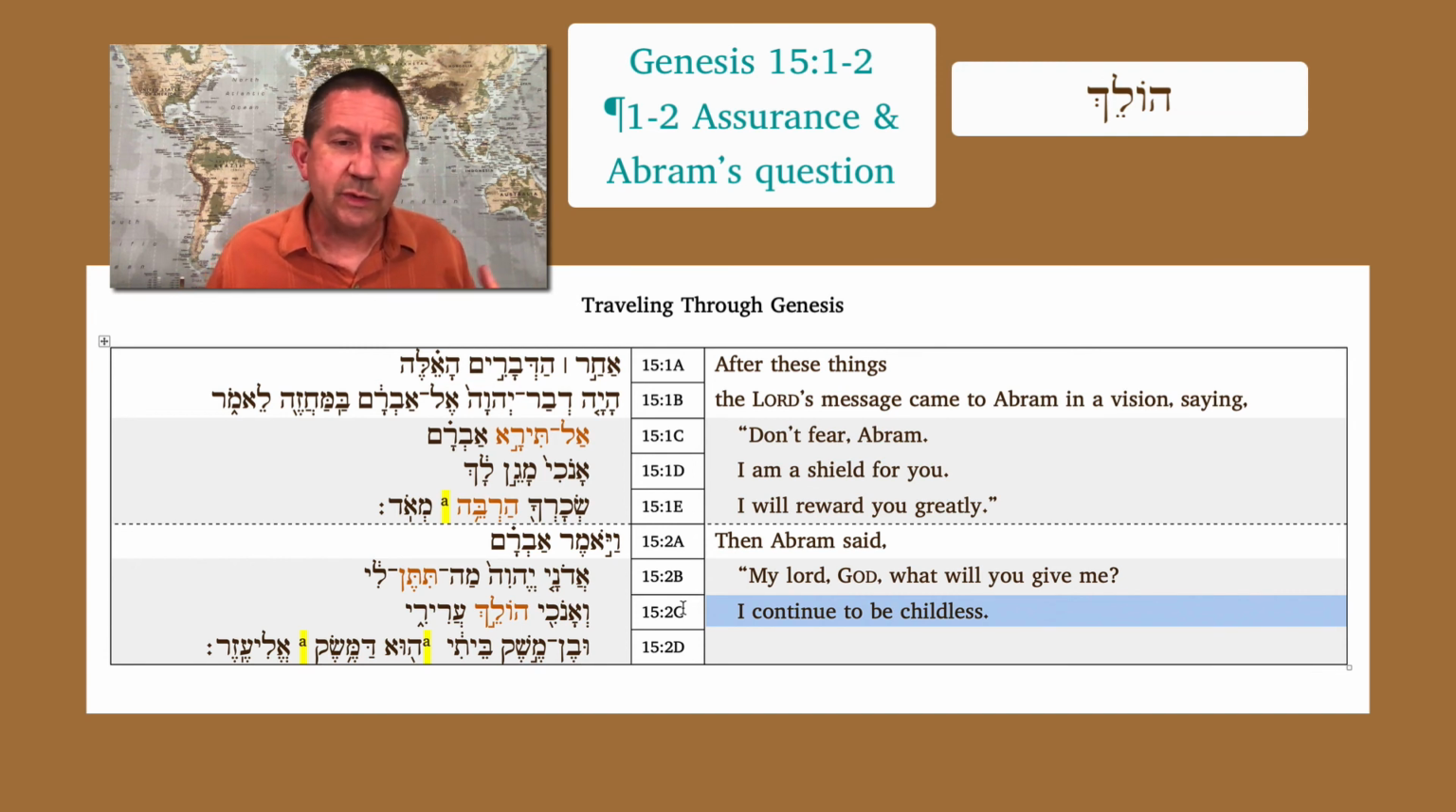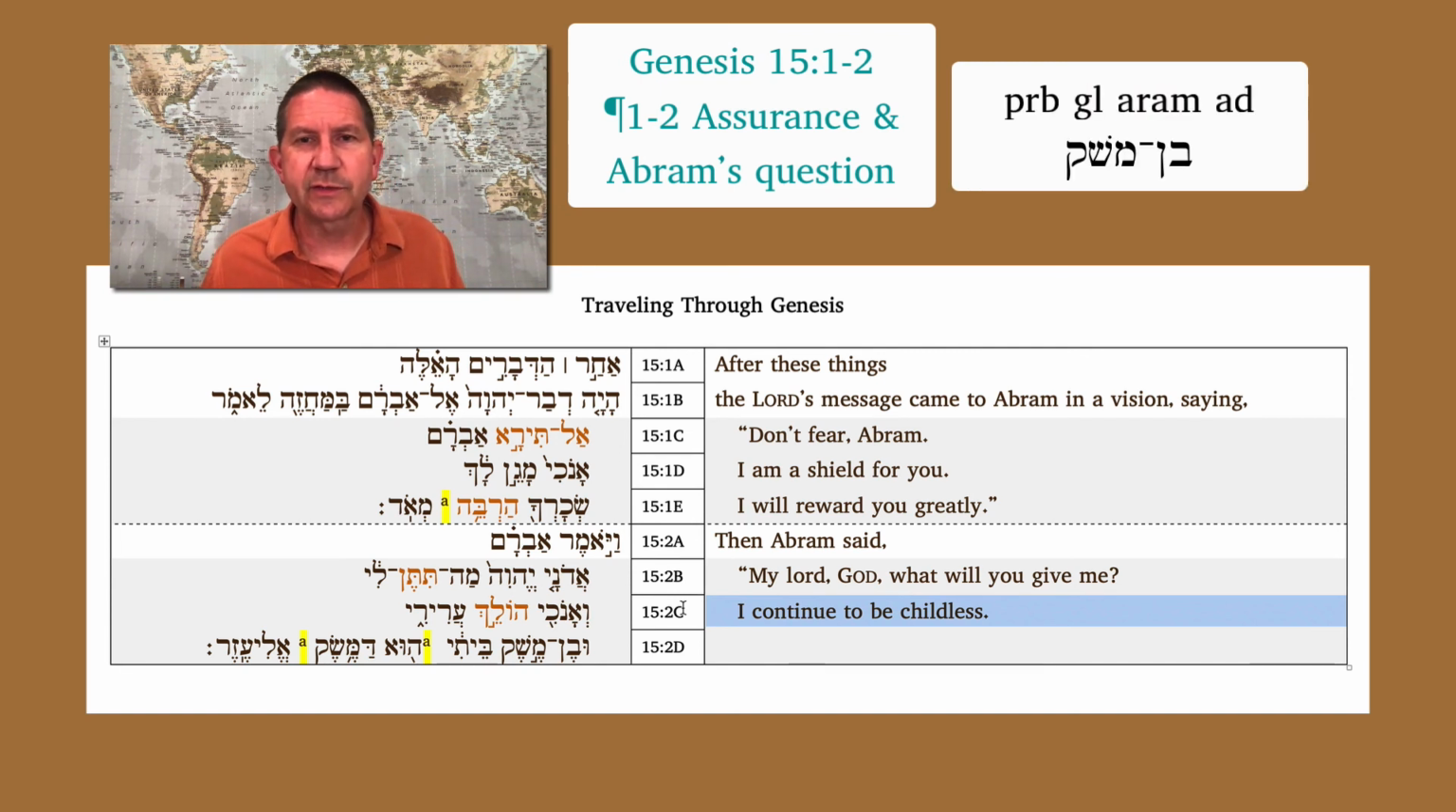Then we have hu damesek Eliezer. So it is someone from Damascus, namely Eliezer, is how we would handle what the MT has. And you can see there's some kind of wordplay going on in saying it that way, because we have ven or ben mesek and then dam mesek. There's also a text critical note on that, and that note says pergul aram ad ben mesek, which means probably a gloss in Aramaic on Ben Mesek.